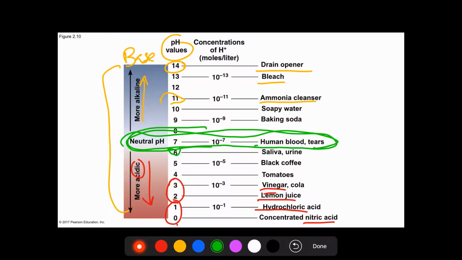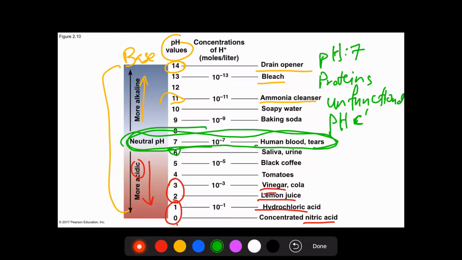And as we said, it's extremely important to maintain the pH of the blood around these numbers, around 7, because proteins, and we will talk about this later, are going to be nonfunctional when pH changes. If pH changes, they will stop working. So it's very critical to maintain that concentration of hydrogen ions in a solution.